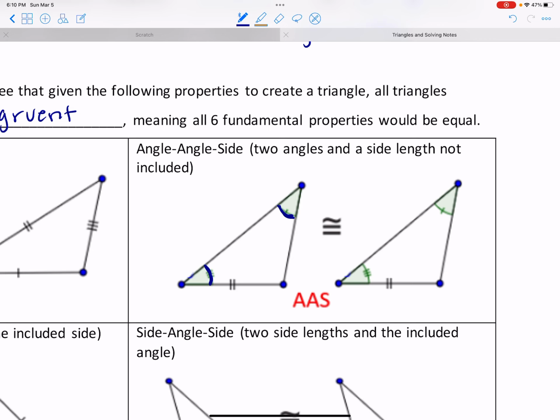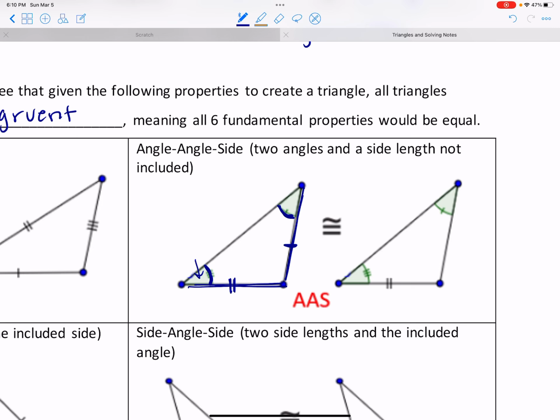The included side would be the side that is included in those 2 angles. It would be right between those 2 angles. If the side is not included, it could be over here or it could be over here. So this side is not included, this side is not included.